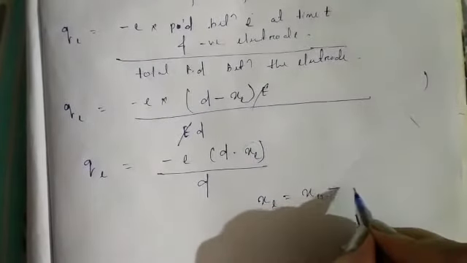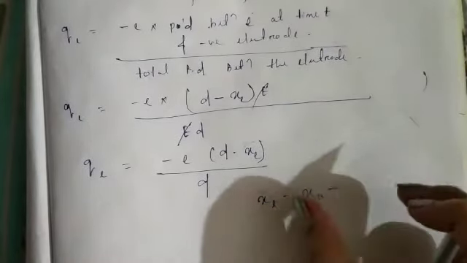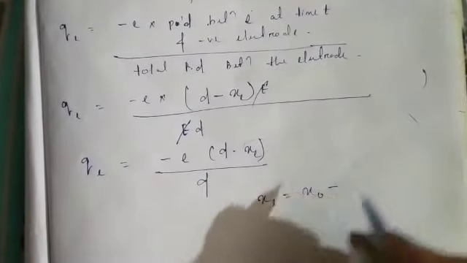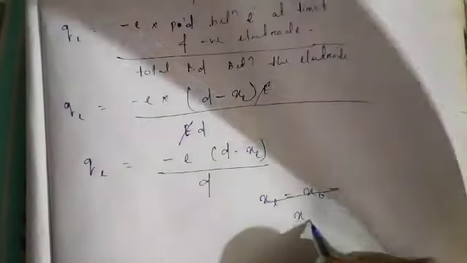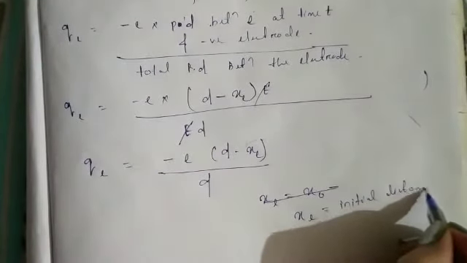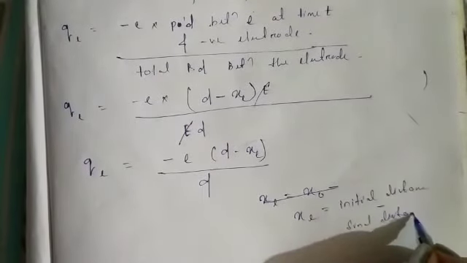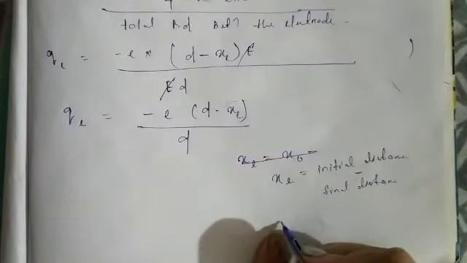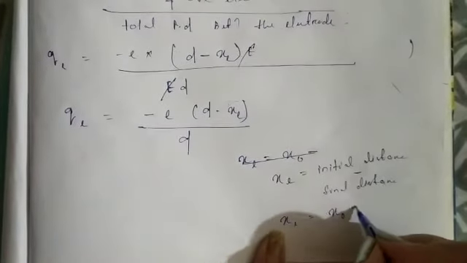So xe should be x0 minus the final distance. This is actually the difference in the distance from initial to final. So xe is equal to initial distance minus final distance, where the initial distance, at t equal to 0, is denoted as x0. So xe should be equal to x0, the initial distance, minus the final distance.